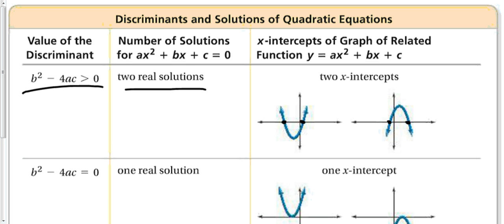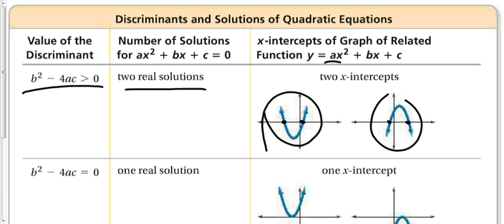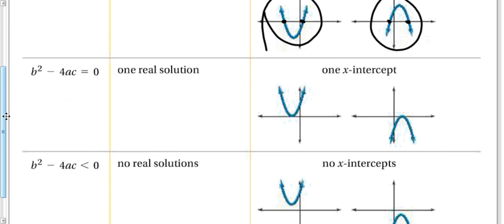It doesn't say which way it goes. This graph represents a positive A. This graph represents a negative A. Okay? So we know that from earlier in the chapter. But from right now, all we're talking about is how many times the graph crosses the x-axis. If the discriminant is positive, it's twice. If the discriminant is 0, it's once, which means the point on the x-axis is the vertex.